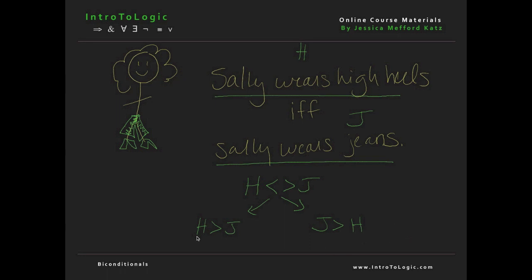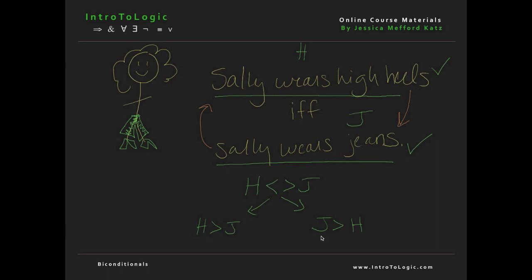So what this tells us is that for Sally to wear high heels, it's necessary that she wears jeans. And for her to wear jeans, it's necessary that she wears high heels. She absolutely hates wearing jeans without high heels, and she hates wearing high heels with anything but jeans. And we can also say that it's sufficient for Sally to wear high heels that she wear jeans. And it's sufficient for her to wear jeans that she wears high heels. Wearing high heels will entail that she wears jeans, and wearing jeans will entail that she wears high heels, because she just can't wear high heels without her jeans, and she can't wear jeans without high heels.